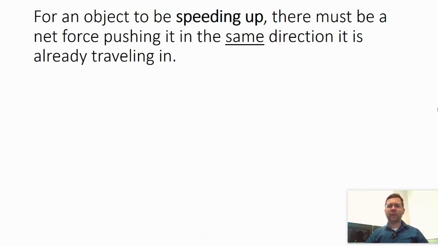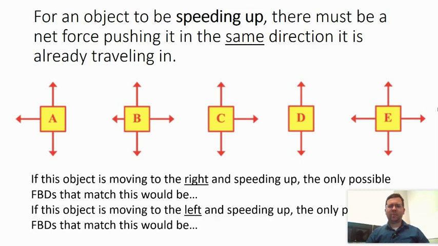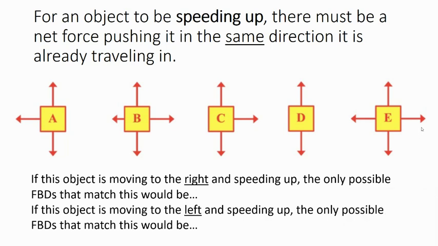For an object to be speeding up, there must be a net force pushing it in the same direction that it's already traveling in. So for example, if we look at these 5 options for free body diagrams, which one of these could be representing an object speeding up? Well, for objects that are speeding up and moving to the right, the only possible free body diagrams that match this would be the ones that have a net force to the right. That would be B and C.